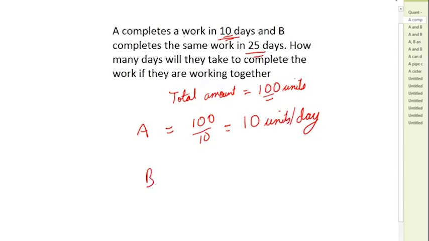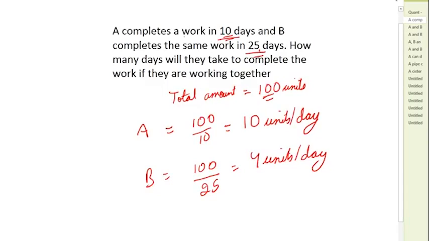Similarly, B completes the entire work in 25 days. So in 25 days, B completes 100 units of the work. In 1 day, B completes 100 by 25, or 4 units of the work. So how does this help us solve the question? We have just assumed 100 units. We can assume any number. I assumed 100 because 10 and 25 both divide 100, and it will make my calculation easier.